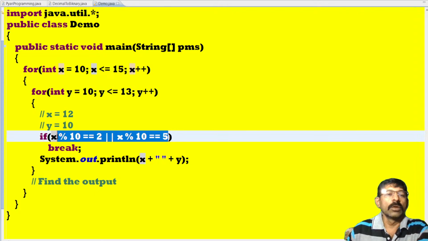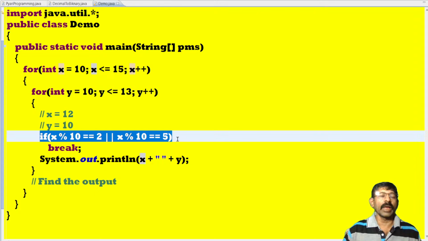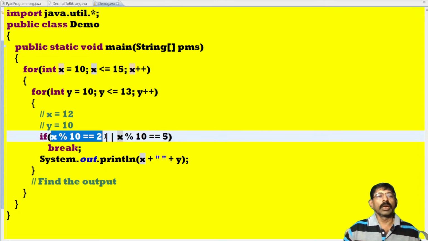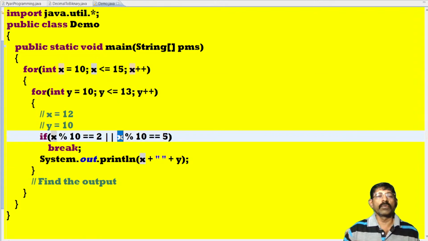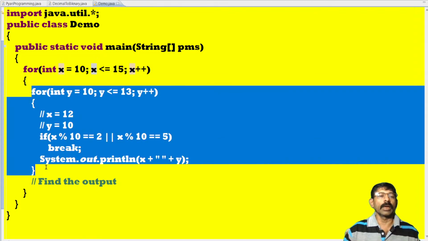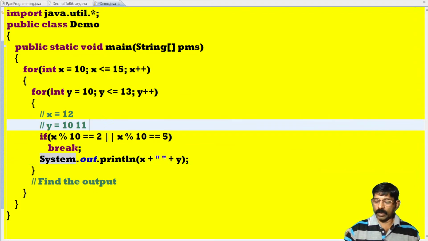So the quicker mechanism is that when it is checking on the x value, when x value is 12, it will not iterate the inner loop. When x value is 15, it will not iterate the inner loop. That means y will iterate 10, 11, 12 and 13.